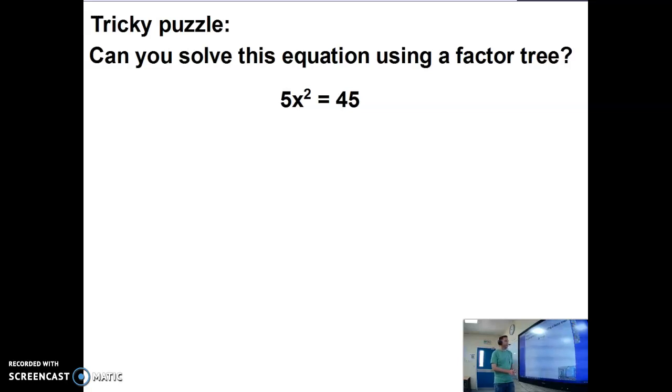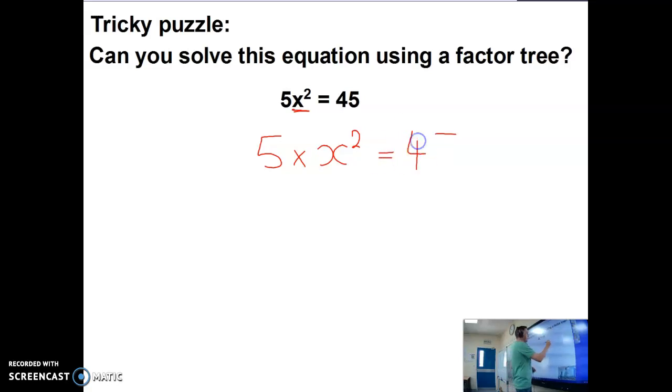So 5x squared equals 45. Can we use a factor tree to work out what x is? All right, pause the video. And here we go. If I want to know 5 times x squared, well, this actually looks a lot like that product of primes with the indexes.